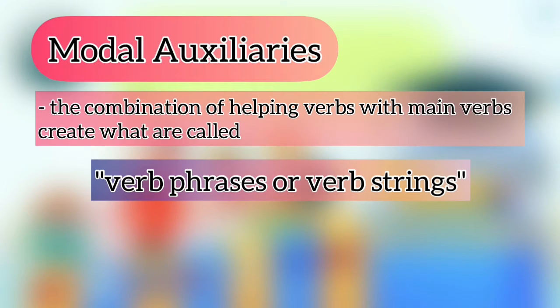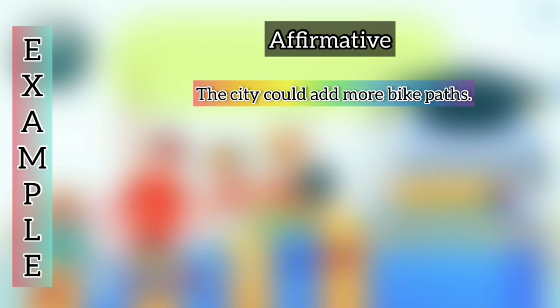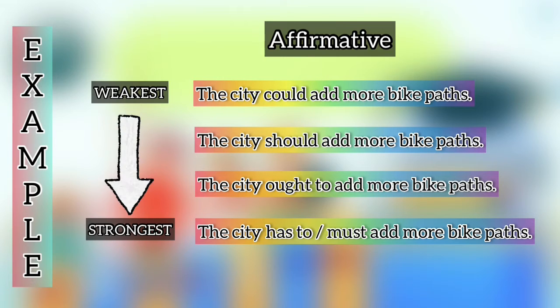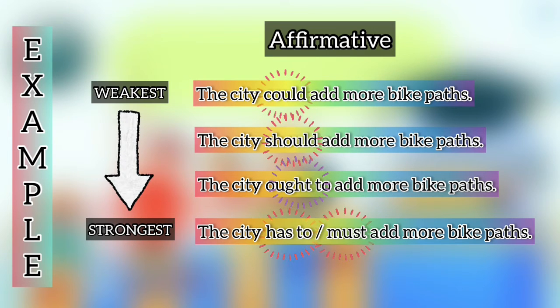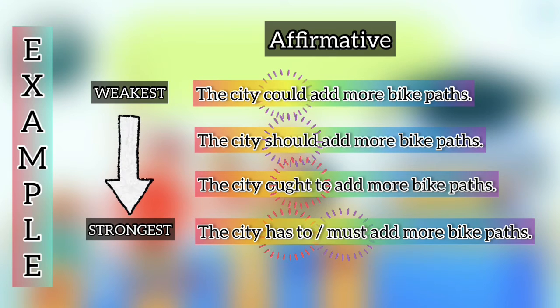However, we will not focus on them but on the affirmative and negative ways of using the auxiliary verbs could, should, ought to, and has to or must in writing an opinion paragraph. Let's look at this example to assess its affirmative usage. As you can see, it displays a sentence from weakest to strongest points when the modal auxiliaries could, should, ought to, has to, or must are used. In other words, as it is arranged, it shows a level of strength.